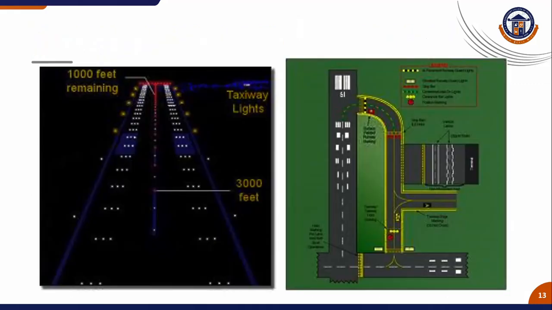Here the photographs are given for the lighting. 3000 feet taxiways, 1000 feet remaining. Here one of the diagrams, shown on the right side, properly shows the different components used in the lighting system.